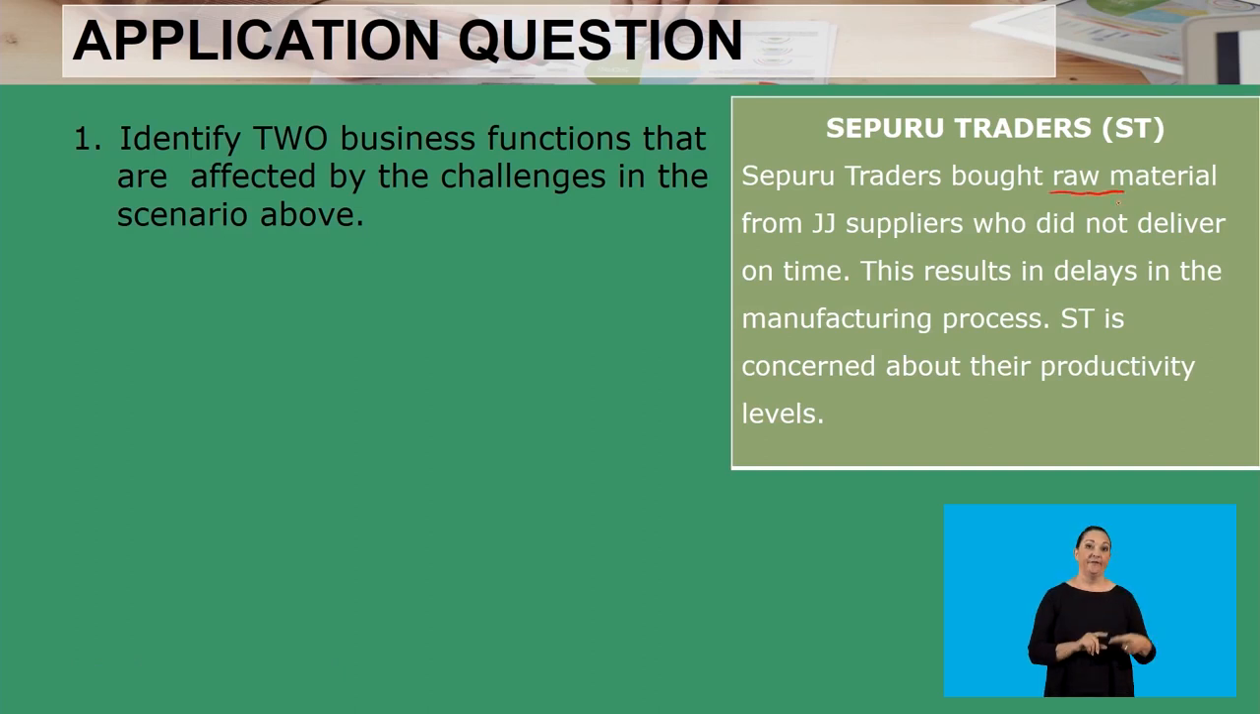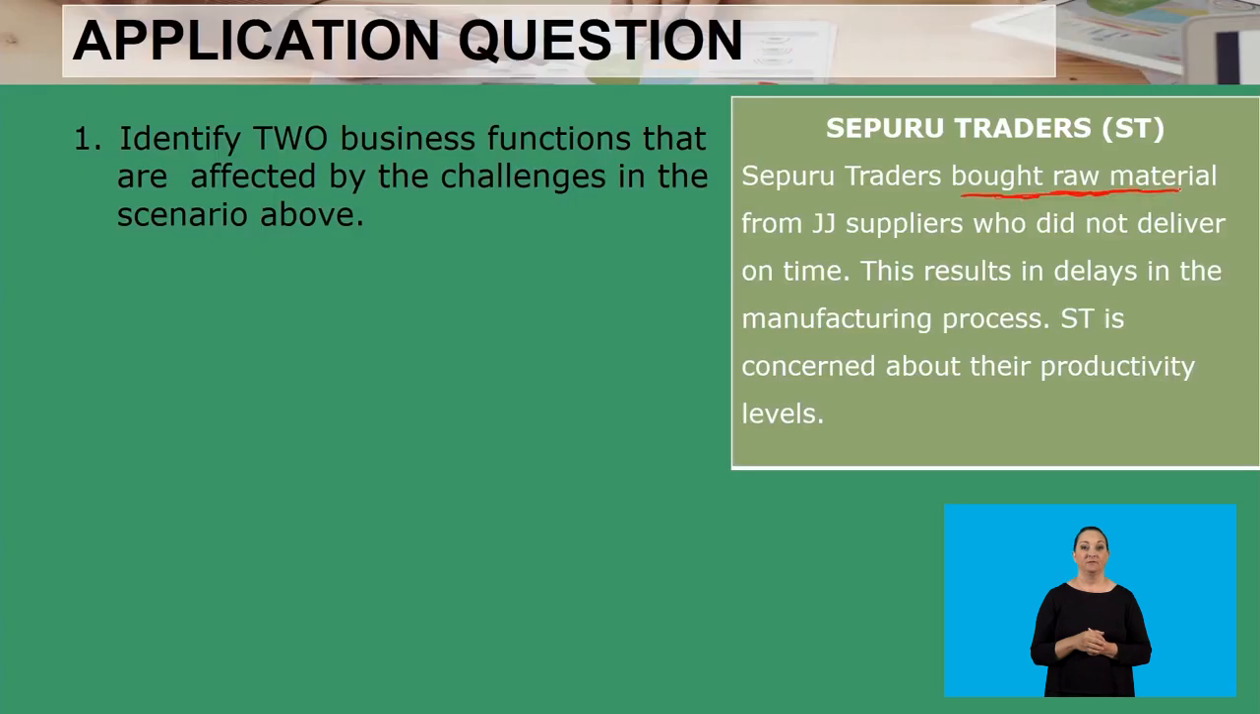So the first one, thinking about bought. Bought meaning to buy. And you have a function that deals directly with buying. And what do we call that function? Because we cannot say the buying function. That will not be considered. So the function that deals with buying raw material from JJ when looking into Sipuru Traders should be the purchasing function.